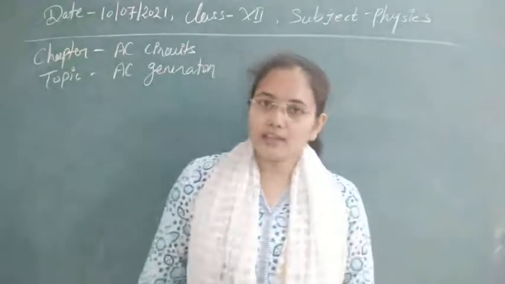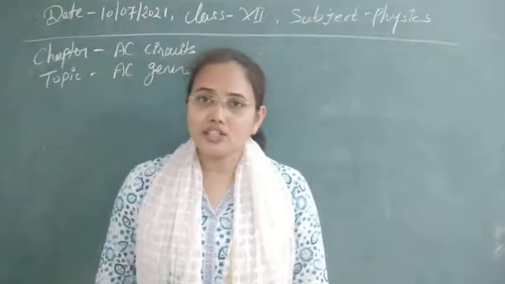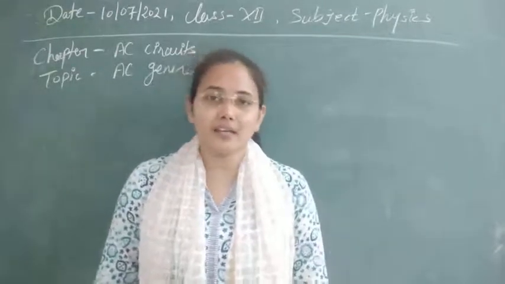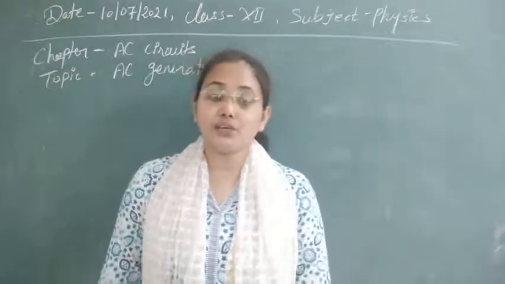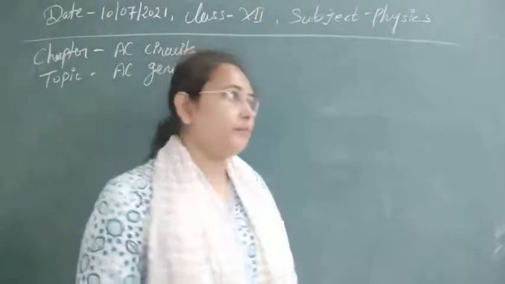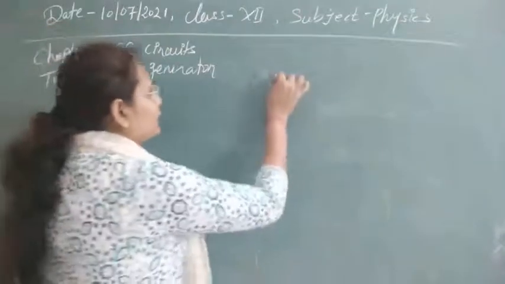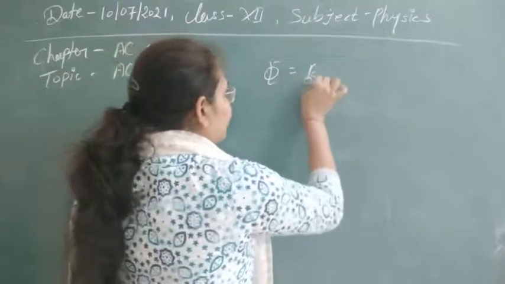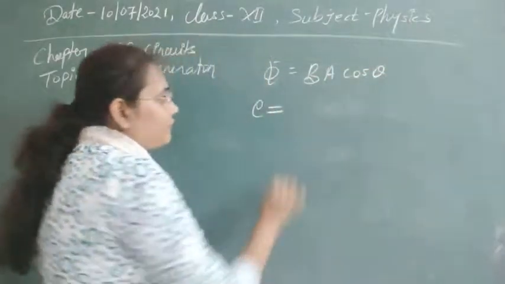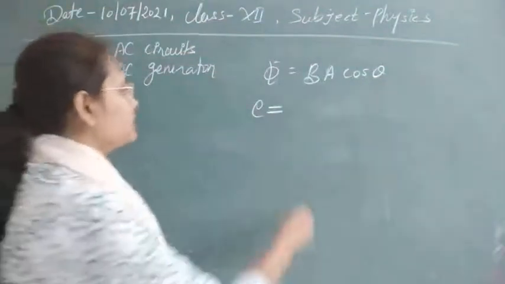So for this kind of generation of alternating current, where the current is changing with time continuously, its magnitude is changing and its direction is changing, we use the rotation of the coil in an external magnetic field. First of all, for the summary, we know that the flux is given by BA cos theta. According to the laws of electromagnetic induction, Lenz's law and Faraday's law, I am going to summarize both at one place.